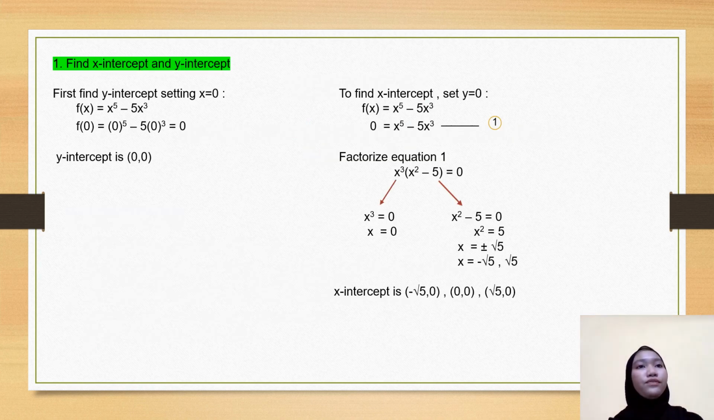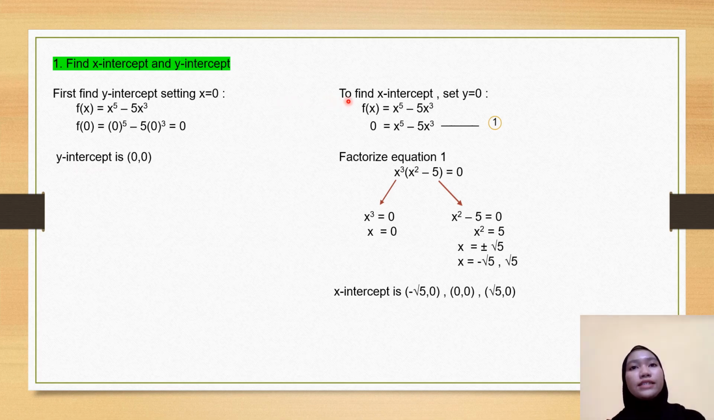Okay, now we go to the first step, which is to find the x-intercept and y-intercept. First, to find the y-intercept, we need to set x equals 0 for the equation f(x) = x^5 - 5x^3. We substitute x equals 0 and we get 0. So here the y-intercept is (0, 0).